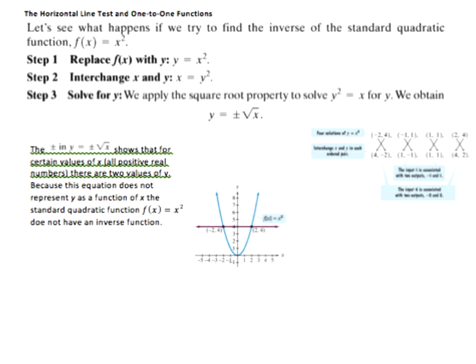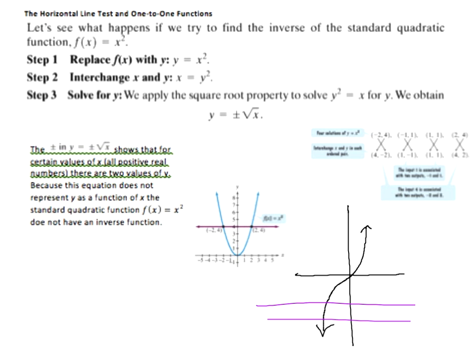Let me give you an example of something that does pass the horizontal line test. So let's look at the cubic function. The cubic sort of looks like this. And if I put a horizontal line anywhere on that function, it only passes through one point, which means the cubic function has an inverse function. And the cubic function's inverse is the cube root function.